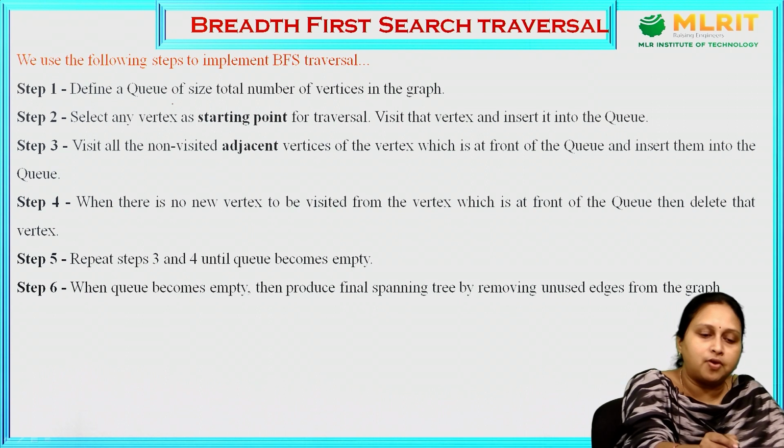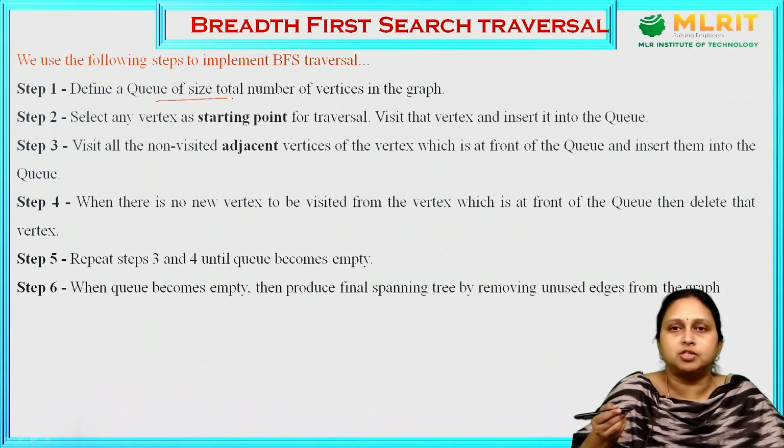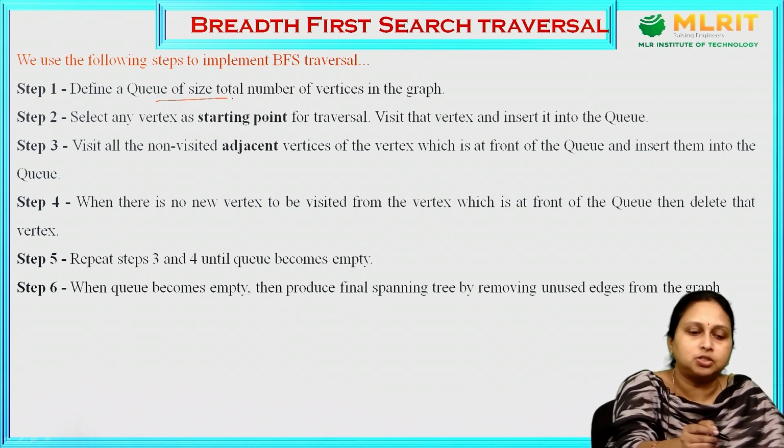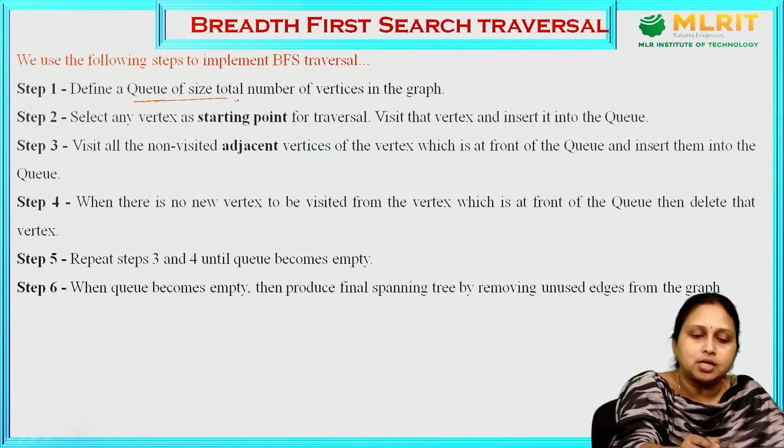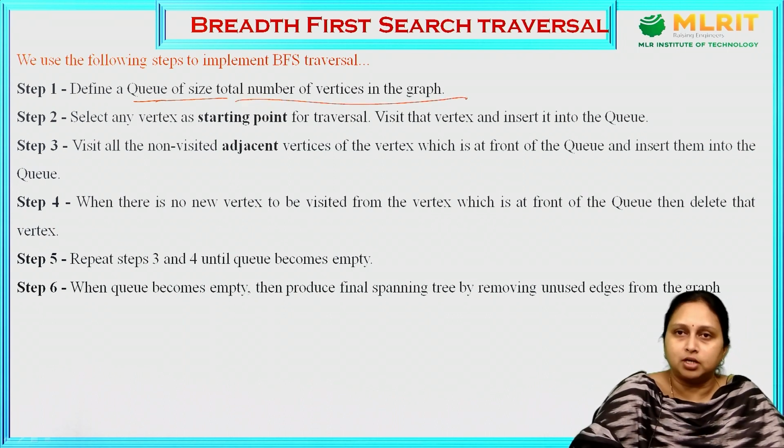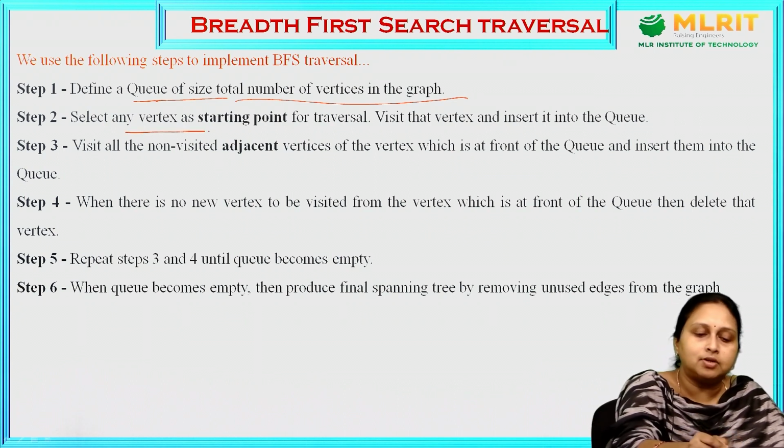First, we need to define the queue size. Why? Because for BFS, we are going to use the queue data structure. That's why we require a queue. Queue size is the number of vertices, the total number of vertices in a graph. First, we need to define one queue and select any vertex as the starting point.